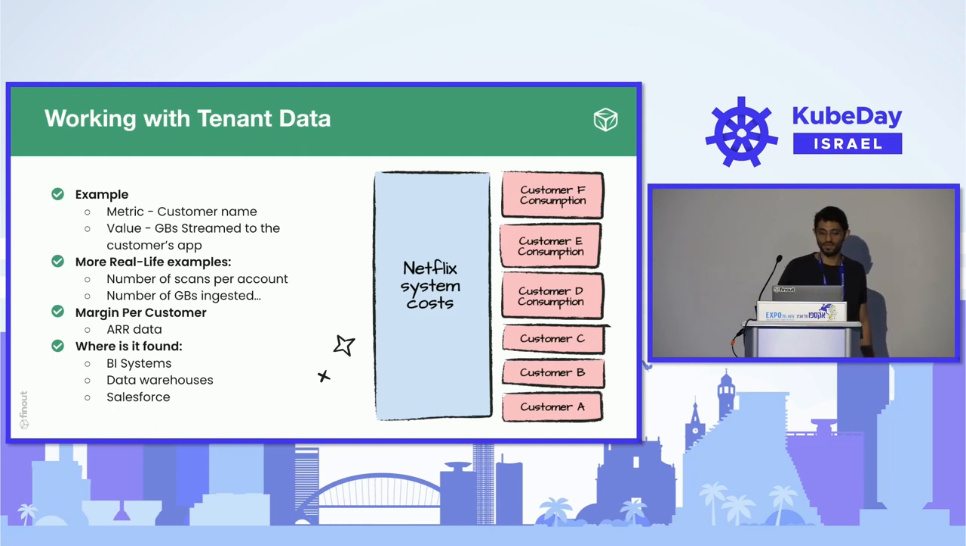And where can you usually find this sort of data? Companies usually store this in their BI systems, where they store their entire list of customers and all of the metadata on them, and the ARR and the usage in the system per month is usually there. It's often streamed into data warehouses. We've seen a lot of users choosing Snowflake to store this information. And Salesforce is also an example of where this information may be found. And that's about it in regards to taking a set of costs that's multi-tenant, that cannot be split, and using metrics for that. Any questions about that before I move on to Kubernetes?